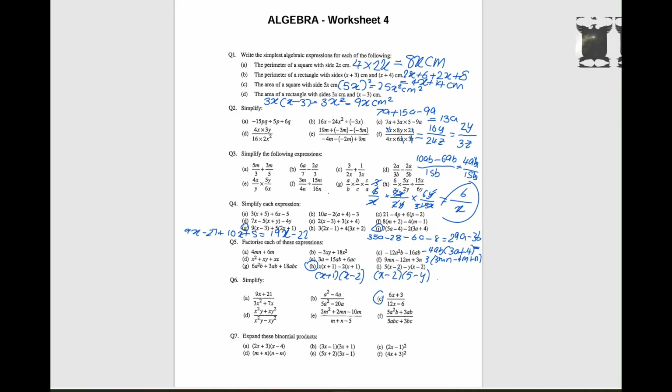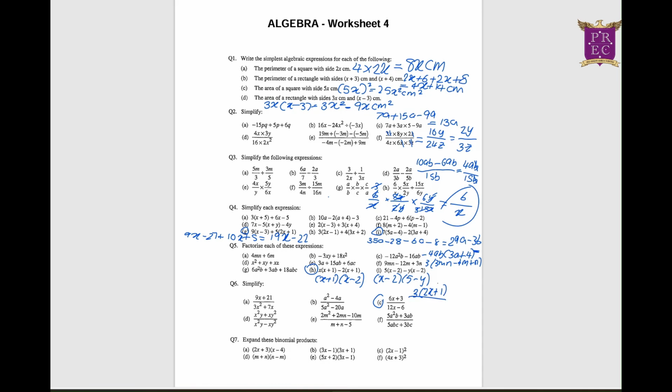Alright, let's go into the next one, 6c. We need to simplify. We can take 3 outside for the numerator, so 3 times 2x plus 1. What can we take outside for the denominator? We can take 6 outside, so 6 times 2x minus 1. So we're left with, we can cancel these out. 2x plus 1 over 2 times 2x minus 1. That's our answer.